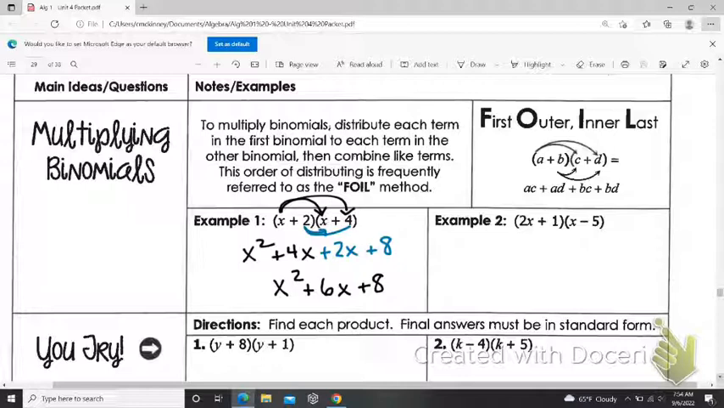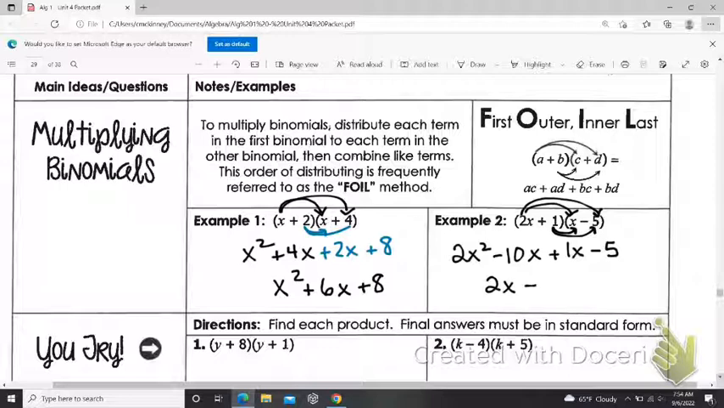Same process. The first times the first. The outside times the outside. Notice I'm still just going left to right. Then the inside times the inside, because now it's 1's turn. Or you could simply write x. And then last times last, the last one in each binomial. 1 times -5. The 2 in the middle are like terms. They can be combined.